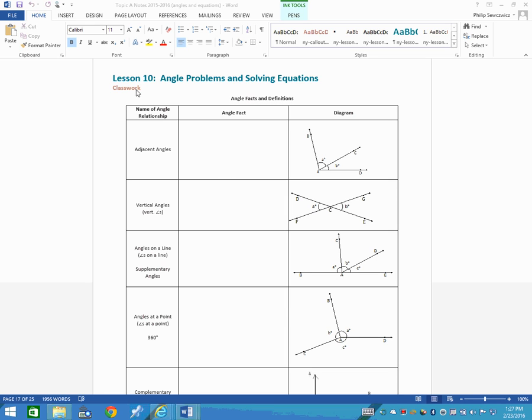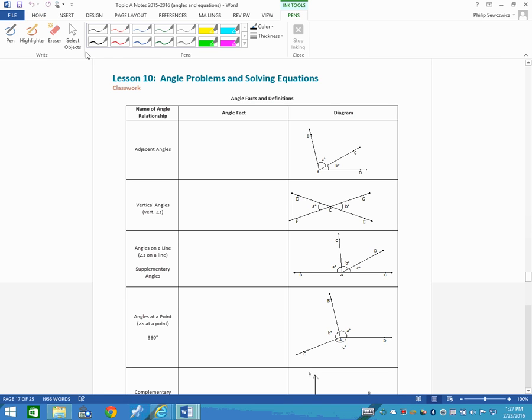All right, so lesson 10 here, angle problems and solving equations. We're going to work on vocabulary here, and this is going to serve as what we're going to be relying on over and over again. First thing we're talking about is adjacent angles. The word adjacent actually means next to, and that's what we've got going on here, angles that are right next to each other. Now, it's a little bit more formal than that, but that's really what it is.